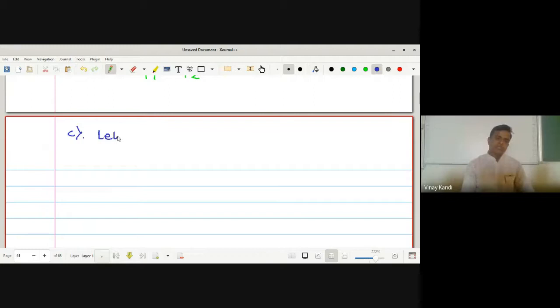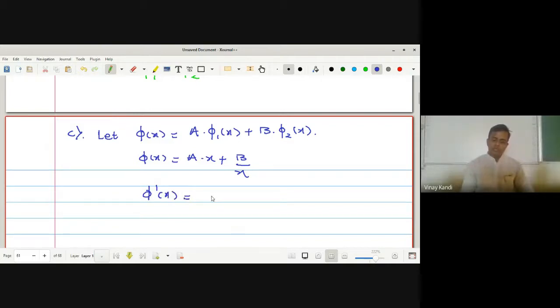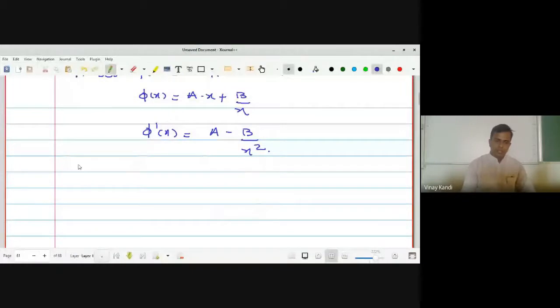Let phi of x is equal to capital A into phi 1 of x plus capital B into phi 2 of x. Hence phi of x is equal to A into x plus B upon x. Differentiating with respect to x, we get phi dash of x is equal to A minus B upon x square. Okay, now phi of 1 is equal to 1.